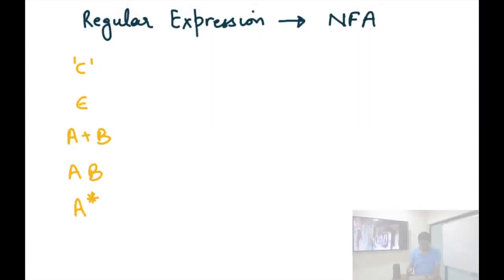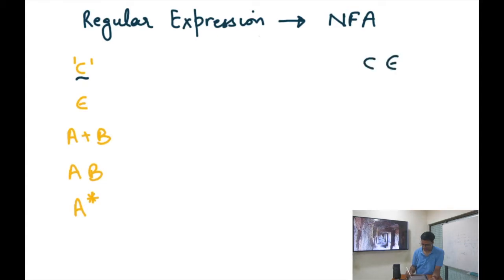Alright, so here are the 5 different constructors for the regular expressions as we have studied. This is the single character C, where we assume that C belongs to sigma, the alphabet; epsilon, which represents the empty string. And then, assuming that A is a regular expression and B is a regular expression, then A plus B is also a regular expression. Similarly, AB, which is a concatenation, is a regular expression, and then A star is a regular expression. A plus B represents union, if you recall.